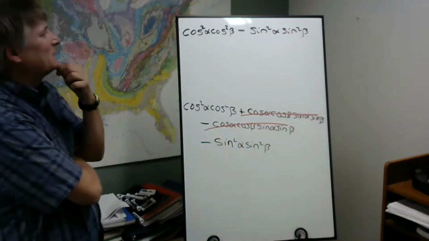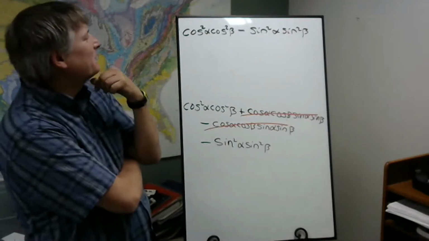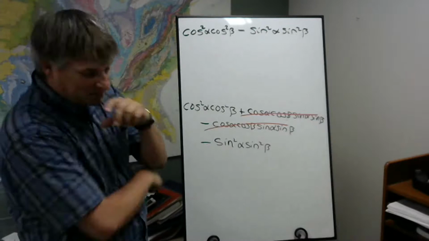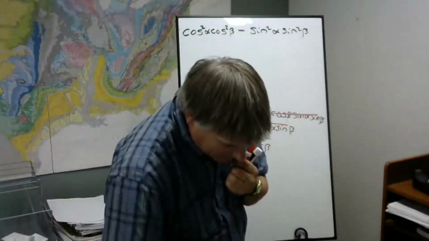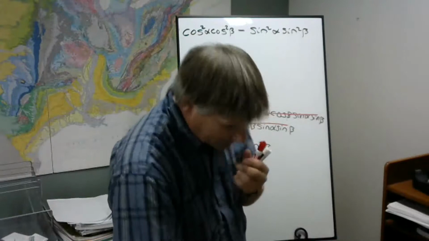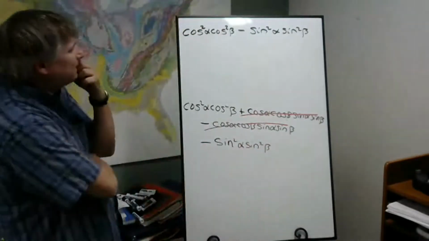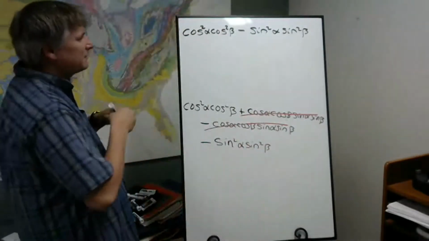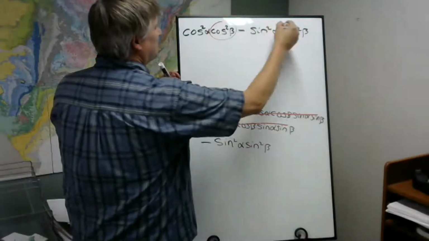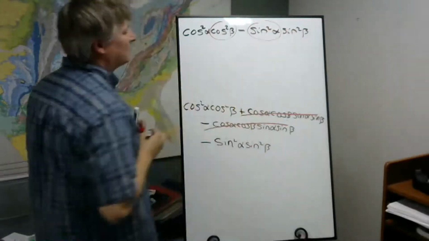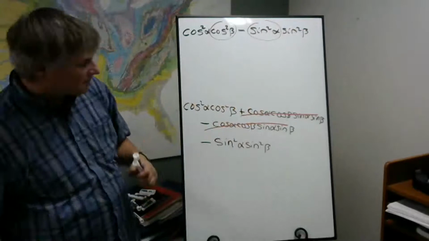Let's see here. Now this one's kind of tricky. What do we do for this one? Well, taking a look at where we're headed, on a cosine beta, we want to have a sine alpha. So we want to save these two. How can we get rid of the others?